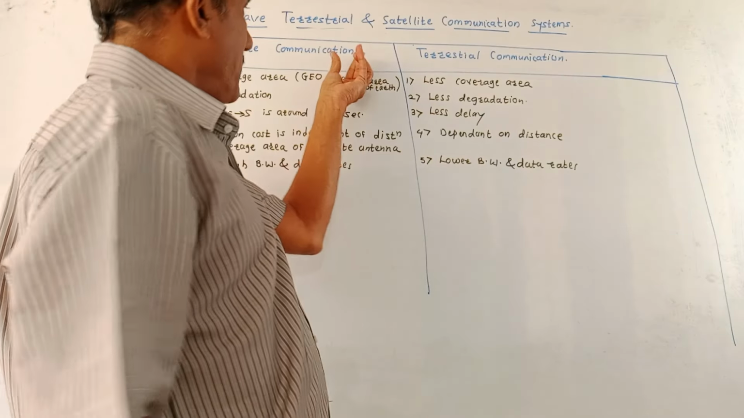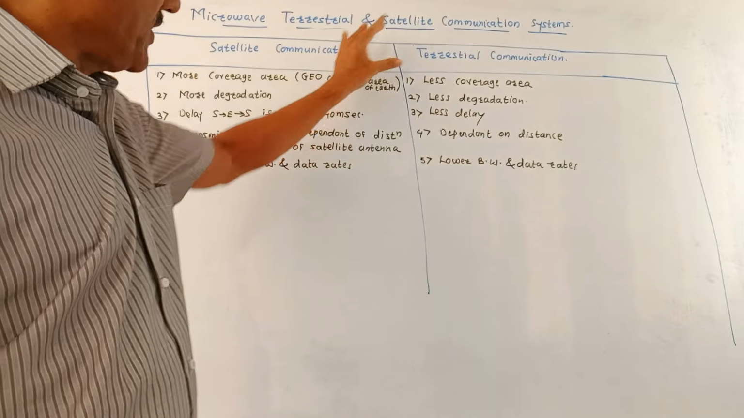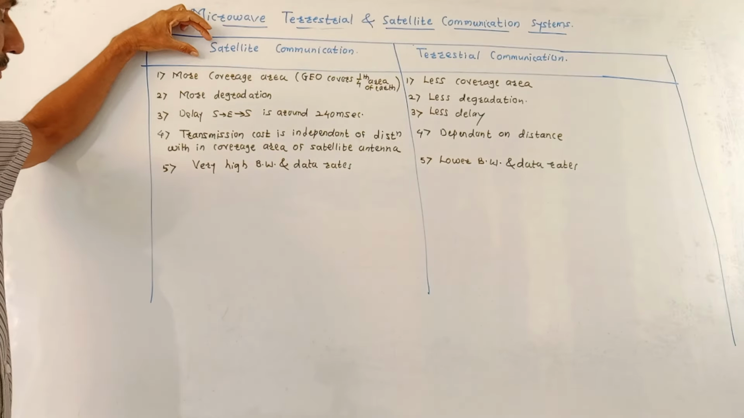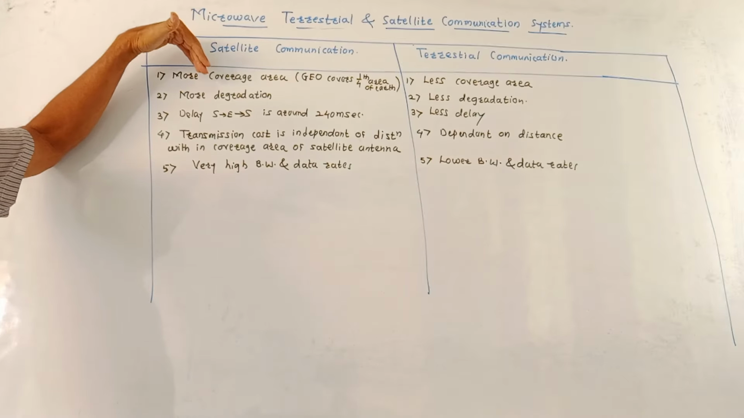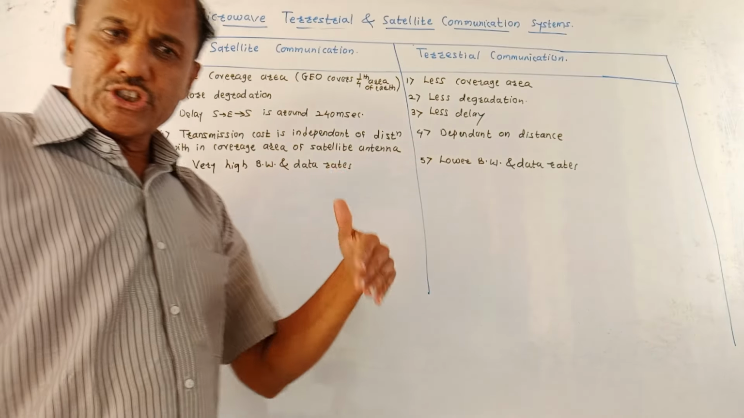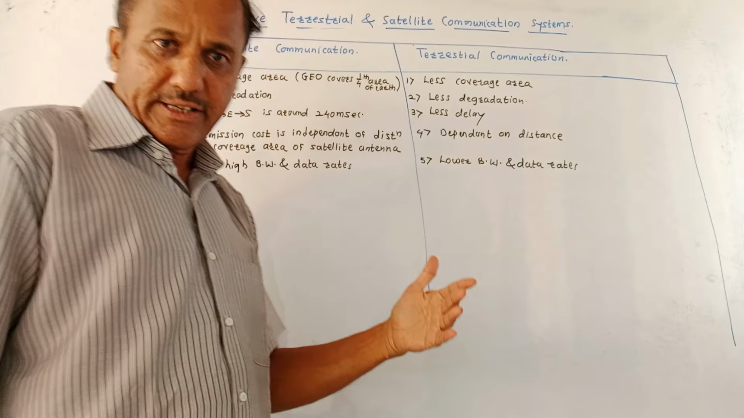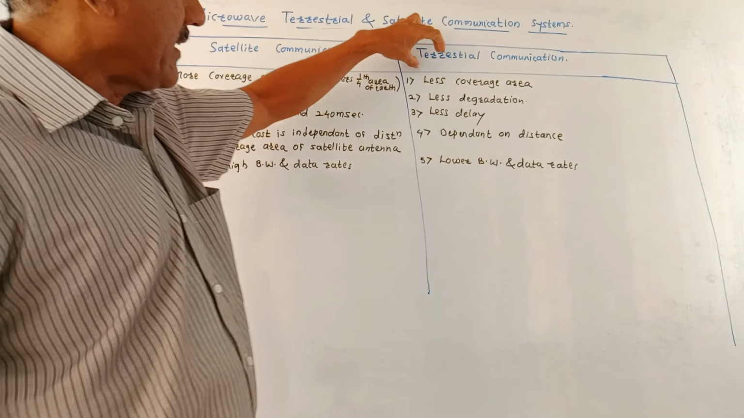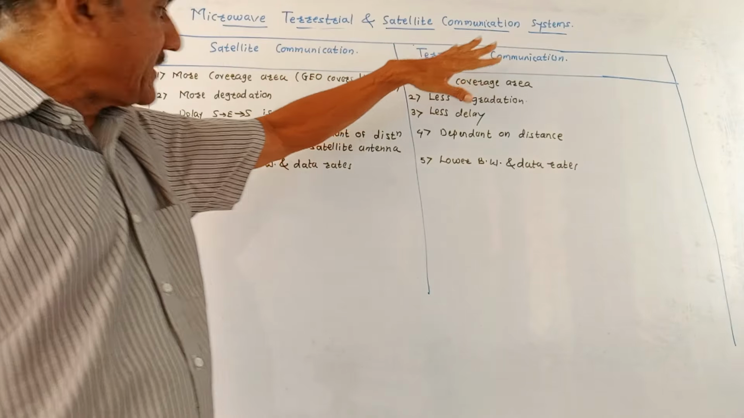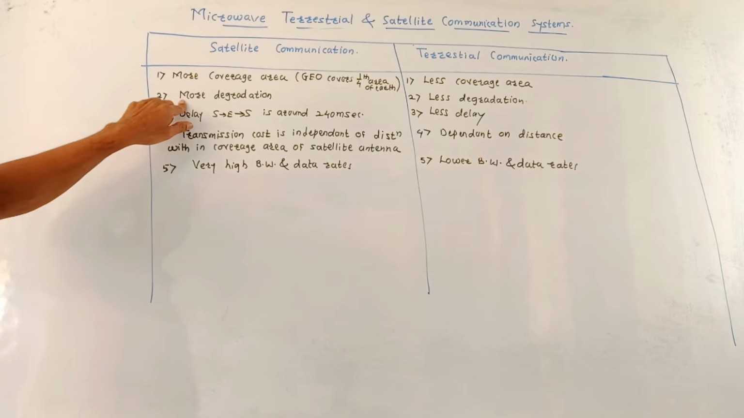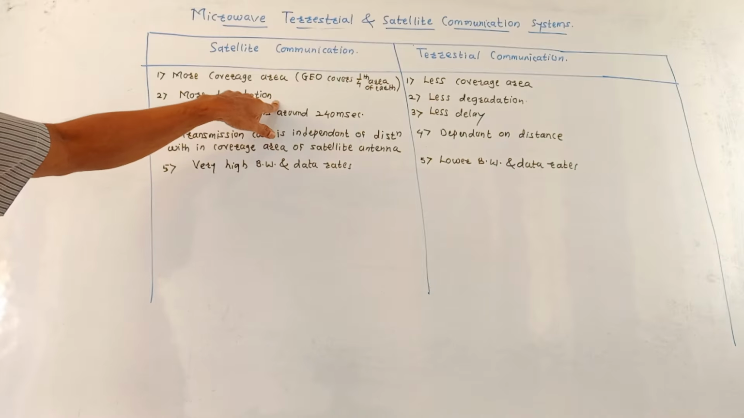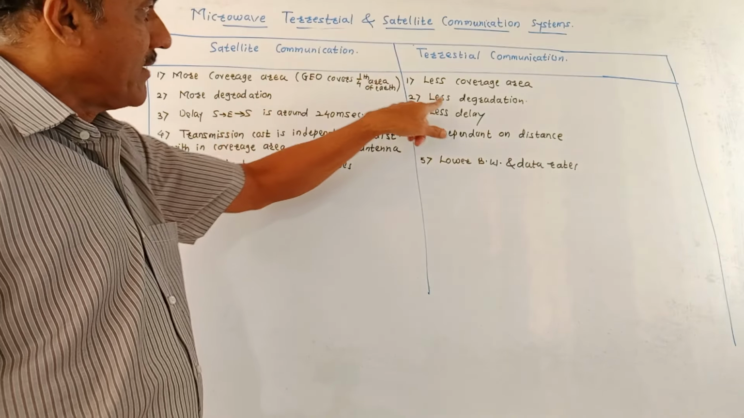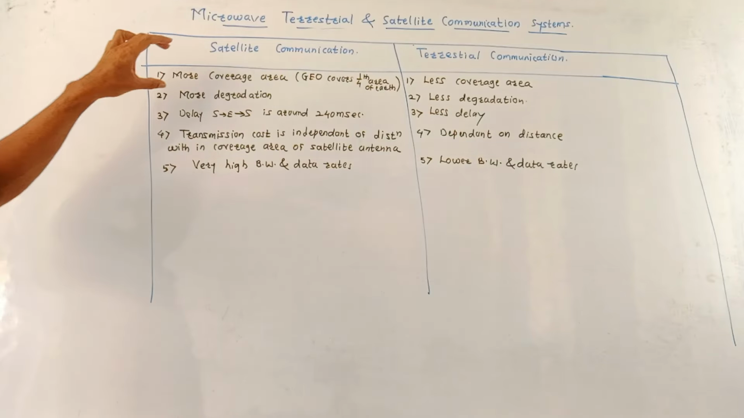Now let us discuss the comparison between satellite communication and terrestrial communication systems. In satellite communication, there is more coverage area. For example, a geostationary satellite with a single antenna can cover almost 1/4 of the area of the earth, whereas in terrestrial communication the coverage area is less compared to satellite communication. Then in satellite communication, there is more degradation of the data in the transmitting system, whereas in terrestrial there is less degradation.